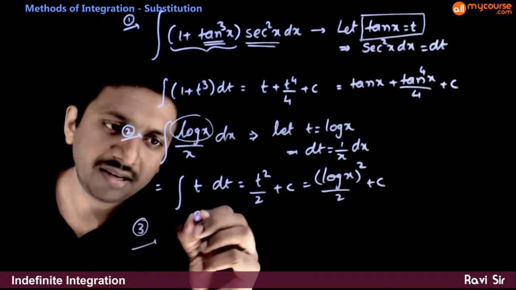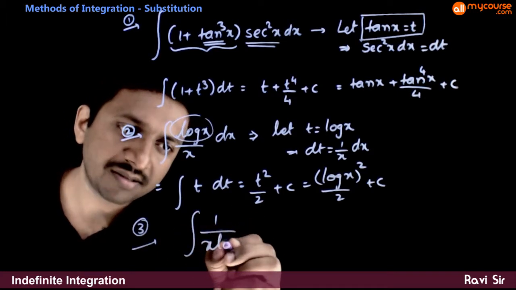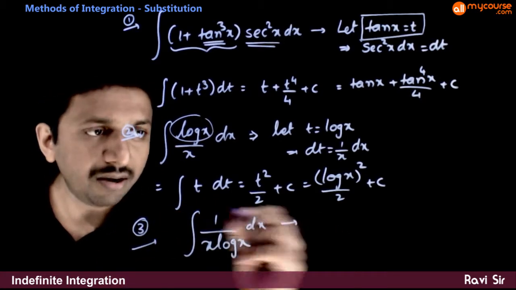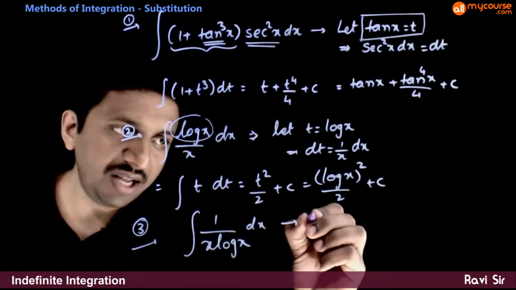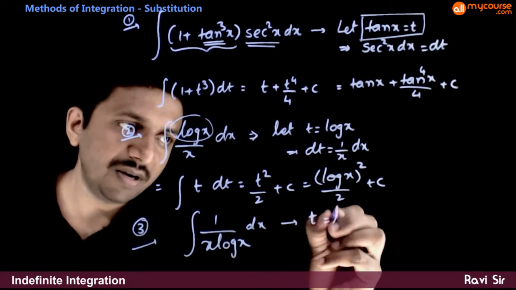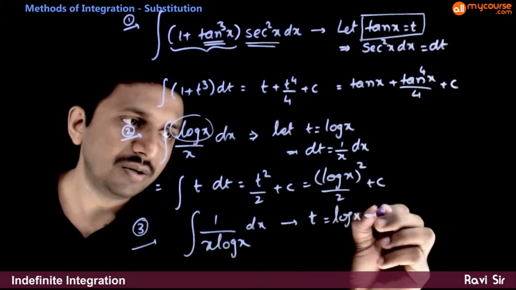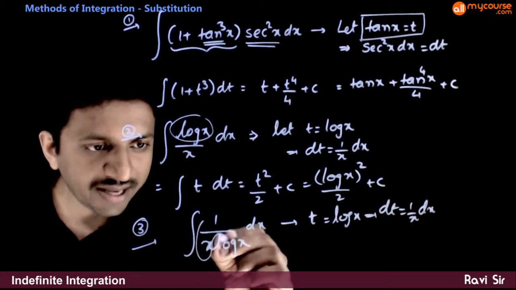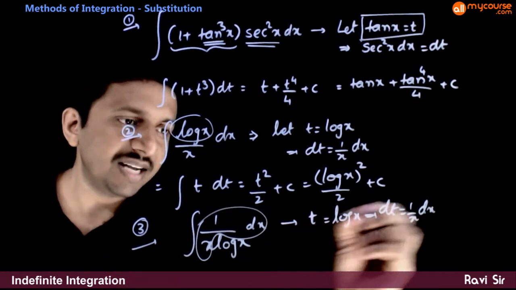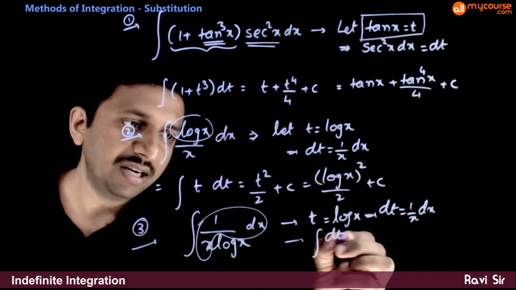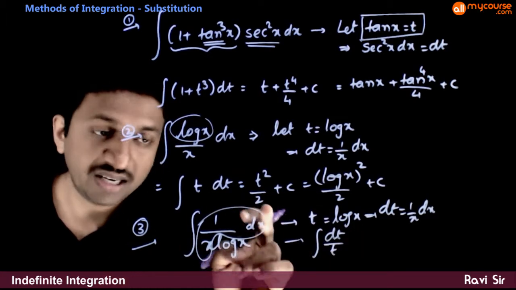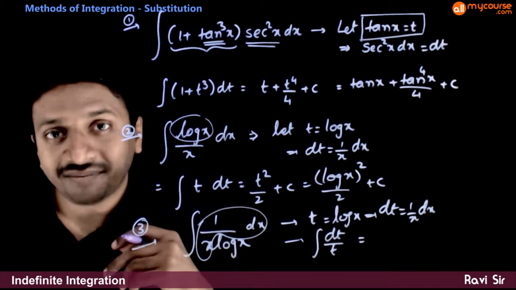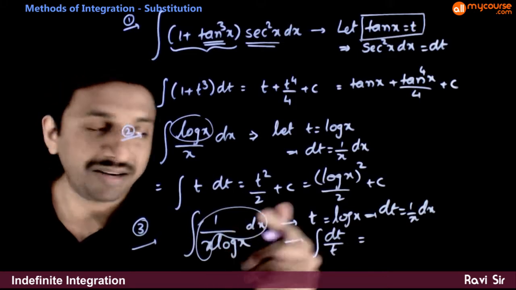So if you take integration of 1 by x log x dx, again here also let us put log x is equal to t. So let t is equal to log x. So dt is equal to 1 by x dx. So 1 by x dx becomes dt. So this integration becomes integration of dt by t. So what is the integration of 1 by t? Integration of 1 by t is log t.